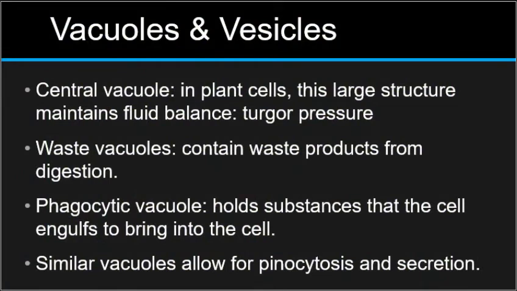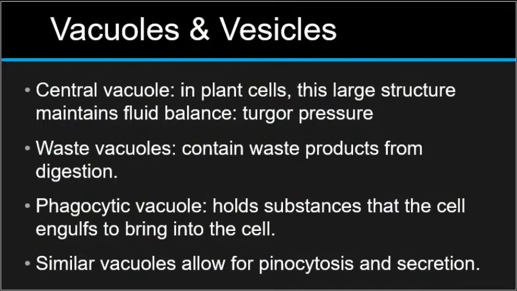Vacuoles and vesicles. There is a central vacuole in plant cells. Well, you know this. It's going to have a lot of water in it for fluid balance. It's called turgor pressure. Turgor pressure gives that nice crispness to a plant. We also have waste vacuoles that have waste that's gotten rid of, sort of like the lysosomes. Phagocytic vesicles, if the cell is engulfing something to bring it into the cell, it will hold on to it before it gets digested. And then similar vacuoles allow for pinocytosis to secrete things.